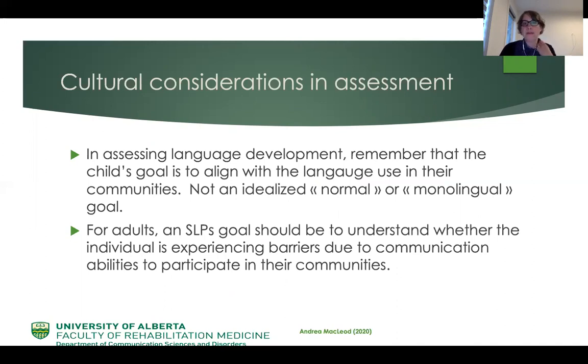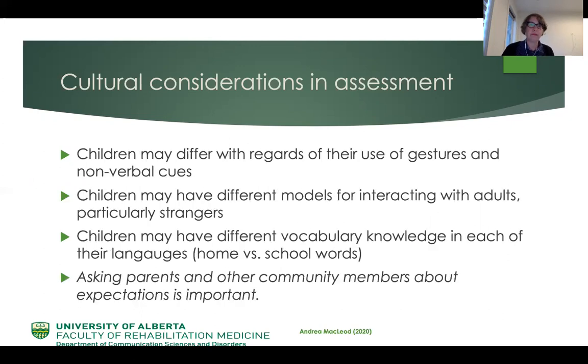For adults, an SLP's goal should be to understand whether the individual is experiencing barriers due to communication abilities to participate in their communities. So again, really focusing on what that individual needs to be able to communicate within their community. Children may differ with regards to their use of gesture and nonverbal cues, and these may differ depending on what language they're speaking, and there may be differences compared to a monolingual white middle-class child. So our expectations should be adapted to the family's culture.